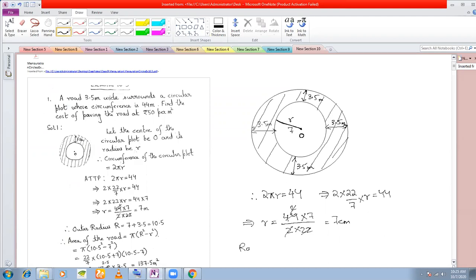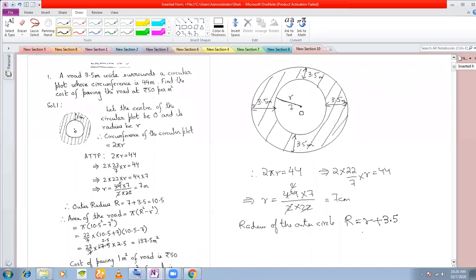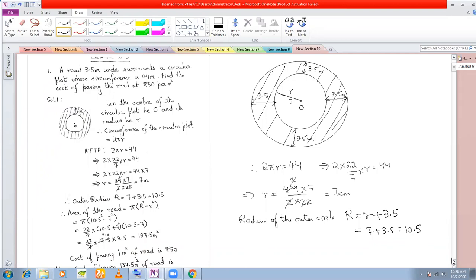So what should be the larger radius, the radius of the outer circle? Let us say this is capital R. It should be small r, the radius of the smaller circle, plus the width of the road, 3.5. That means 7 plus 3.5, which comes to 10.5. So we have got the larger radius and the smaller radius, the outer radius and the inner radius.